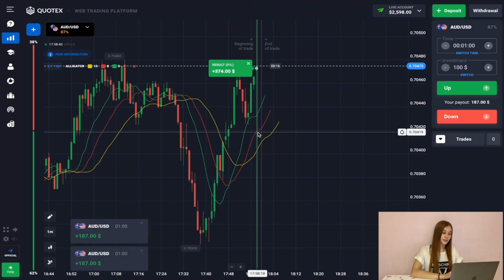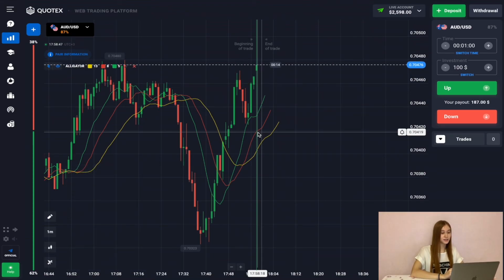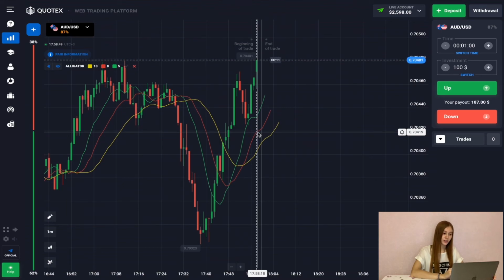And as we can see, we have successfully demonstrated its work in terms of strategy and work with the alligator indicator. Opened 3 deals very well, and this is where we can finish.